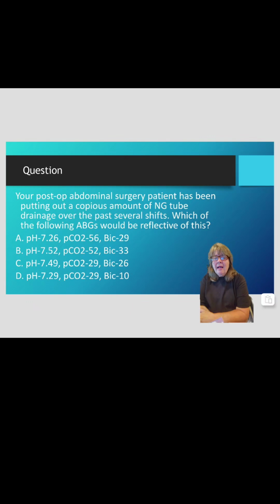I think the best way to go about doing this question is to start out by just knowing and thinking about what kind of acid-base balance would be created when somebody has an NG tube in place and they're putting out copious amounts of NG tube drainage. So maybe start there with your response or your answer. Take a moment and look over the answers here, and then we'll go over it.